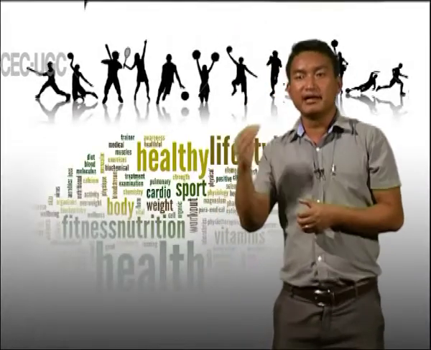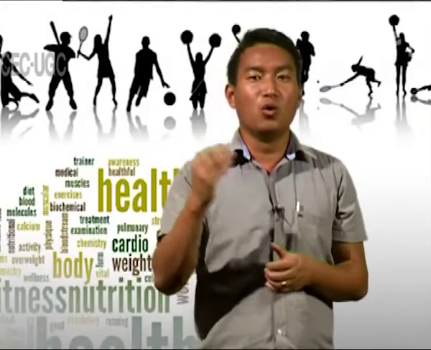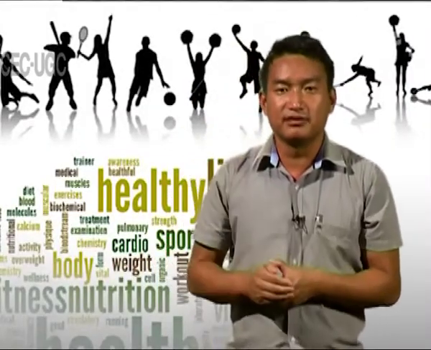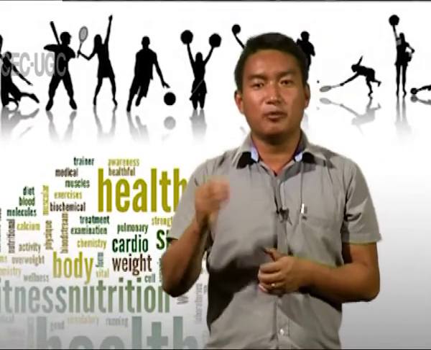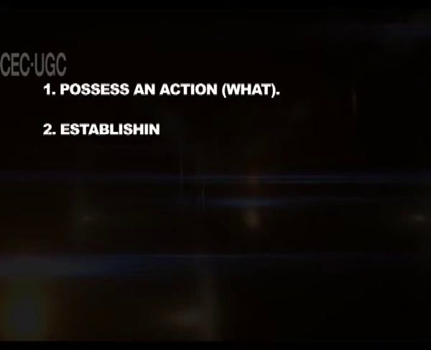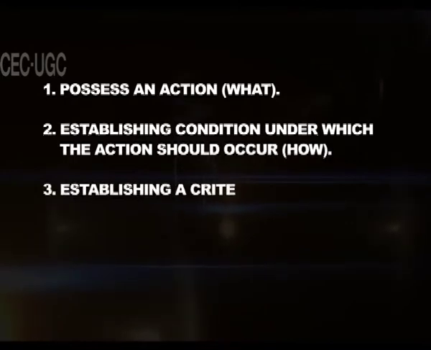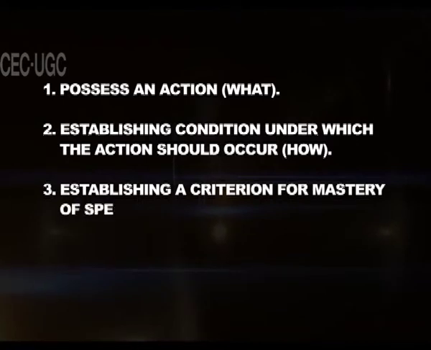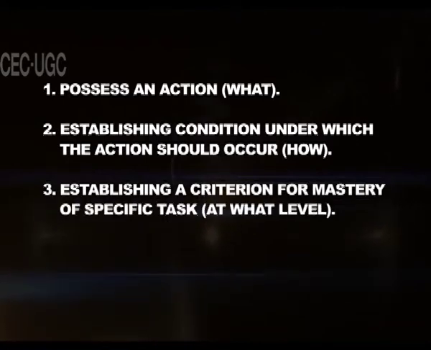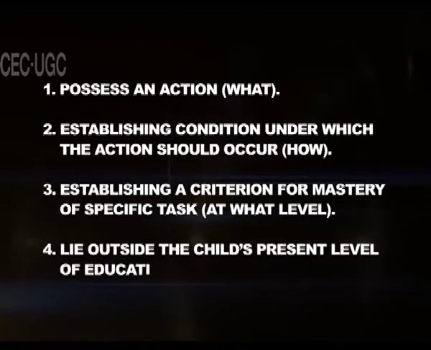In addition to the hierarchical linkage between the present level of performance, the annual goal and each of the short-term objectives, the annual goal and short-term objective must incorporate four concepts. Number 1, process and action, that is what. Number 2, establishing conditions under which the action should occur, that is how. Number 3, establishing a criteria for mastery of specific tasks, that is at what level. Number 4, lie outside the child's present level of educational performance.